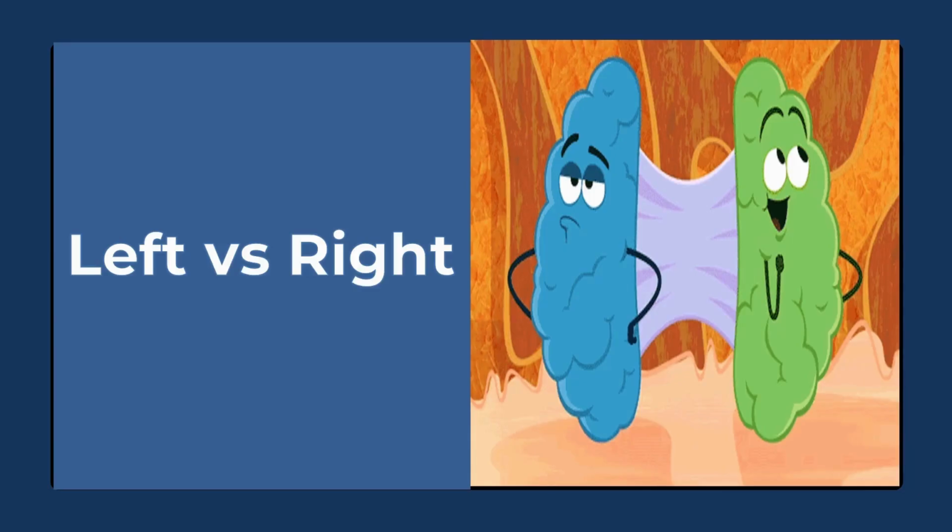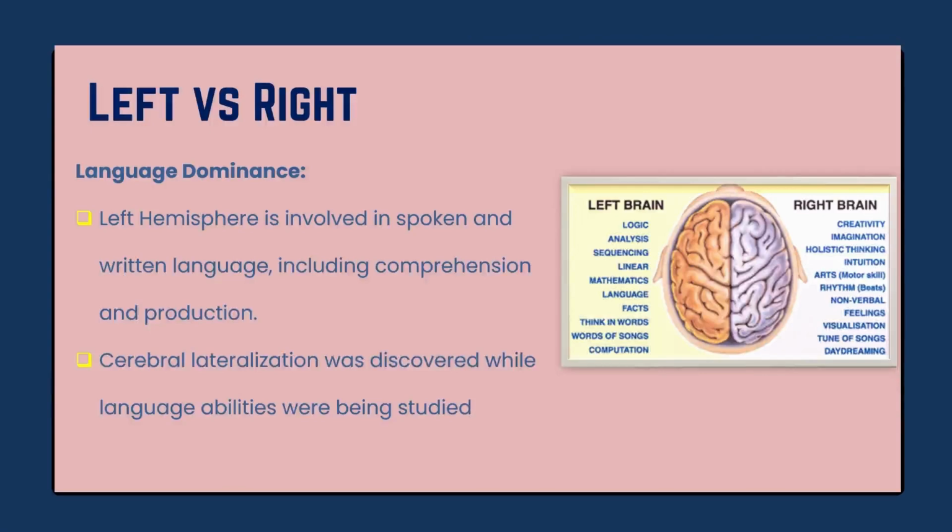Let's now look at some of the functions in which the left brain dominates and some of the functions where the right brain dominates. First, we have language dominance. The left hemisphere is involved in spoken and written language, including comprehension and production. Cerebral lateralization was discovered while language abilities were being studied. If you remember, Broca's area is responsible for speech production, and Wernicke's area is responsible for speech comprehension. Both of these parts are present in the left hemisphere.